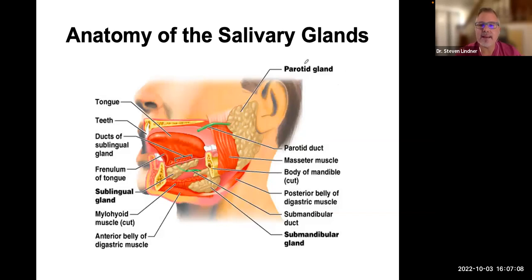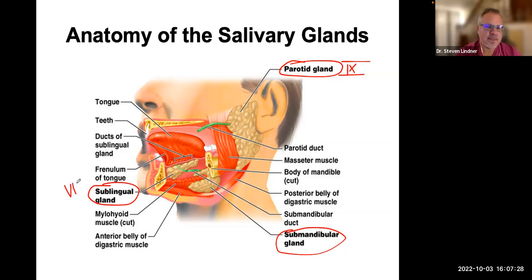So if we look at it here, here's the parotid gland that is innervated by cranial nerve number 9, which is the glossopharyngeal nerve. Then we have the submandibular and the sublingual that are innervated by cranial nerve number 7. Okay, both of those are innervated by cranial nerve number 7.